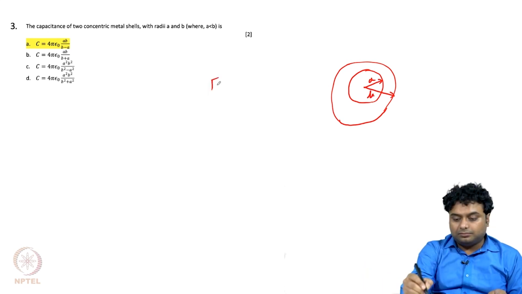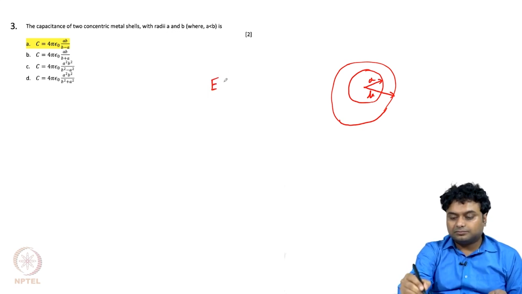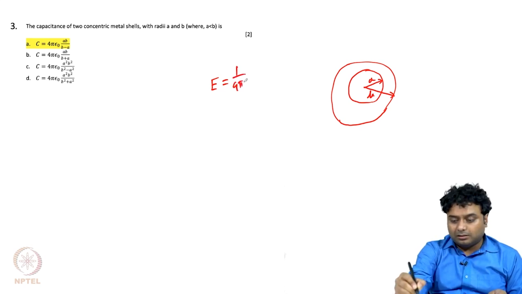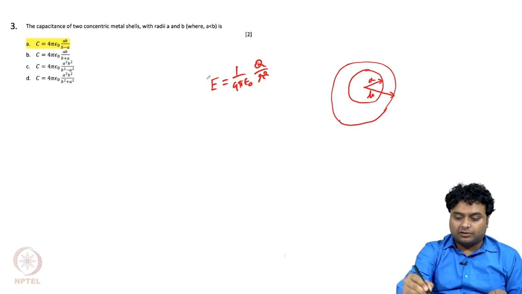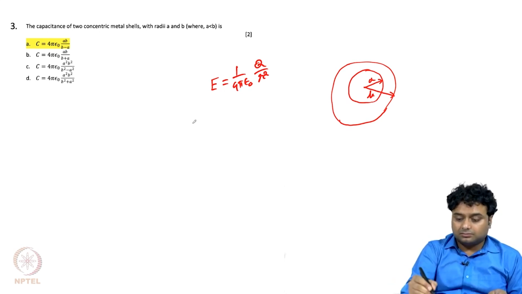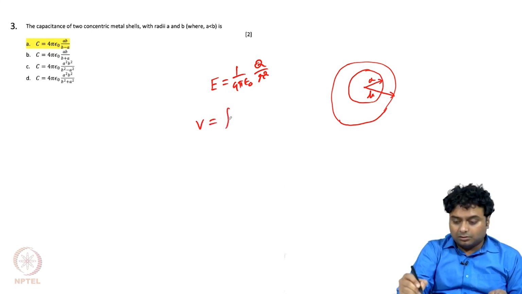Now E is equal to what? E is equal to 1 by 4 pi epsilon naught times q by r square, magnitude of E. And we also know that the potential is equal to minus the integration over E dot dr, because the electric field is defined as minus dV by dr, and then the potential is the integration over the electric field.